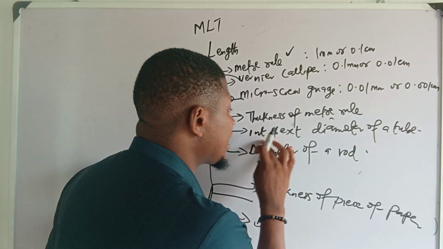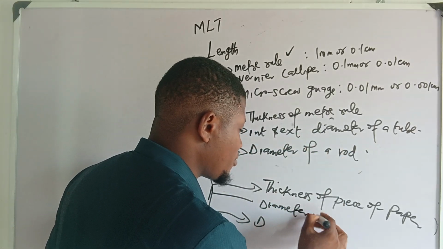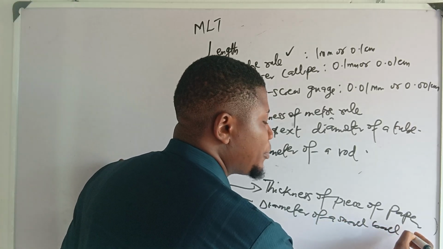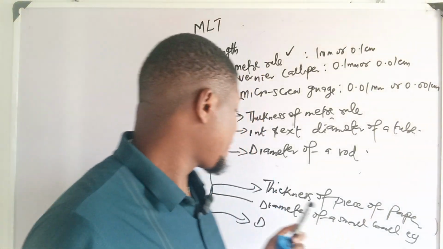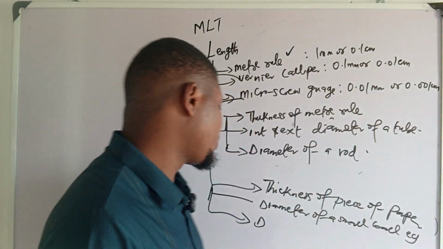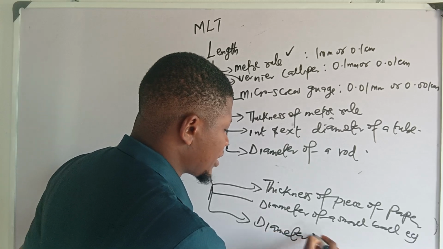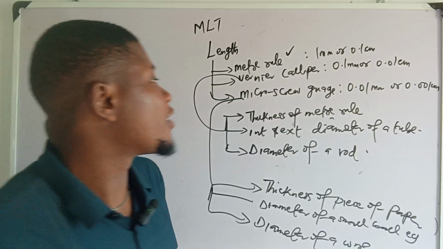Then D is the internal and external diameter of a tube. Then this one is the diameter of a small ball. An example is, let's say, a simple pendulum. Do you understand? That is an example of a small ball, a simple pendulum. Then D is the diameter of a wire. This one is the diameter of a rod, and this one is the diameter of a wire.